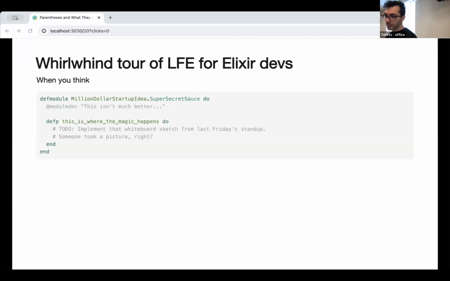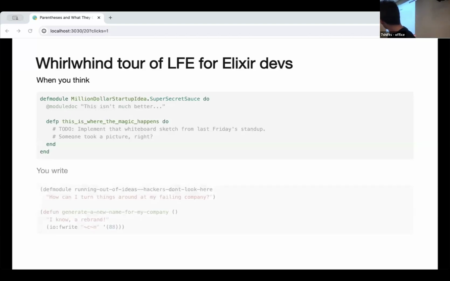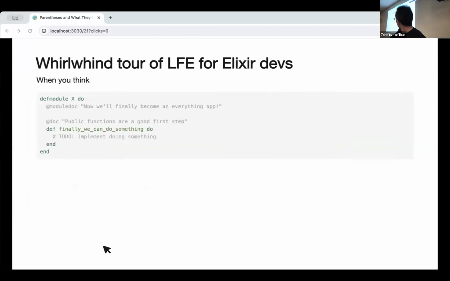If you want to have a private function, then you are going to write a defun. And we can also see examples in there of module documentation, which in Elixir looks like this, and in LFE looks like this, and function documentation, which I forgot to include in my Elixir example, but in LFE would look like that. And if you know what that character is in ASCII, you know what we're going to rename our failing company to. What's the greatest name for a failing company?